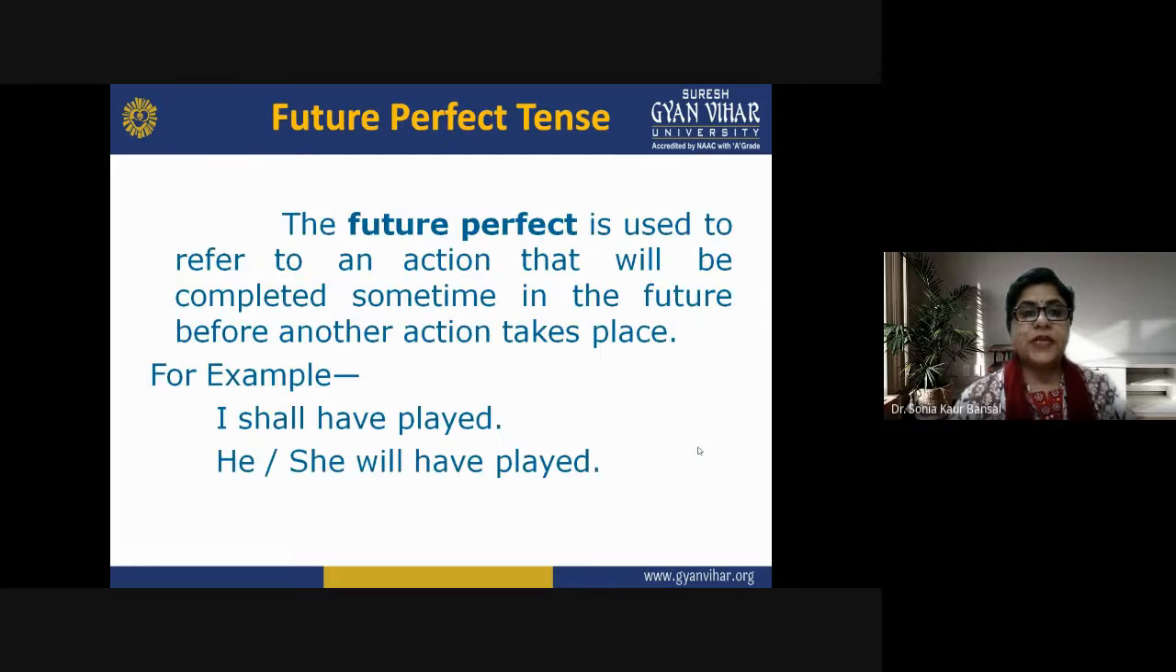Okay? Now, next is future perfect tense. The future perfect tense is used to refer to an action, students, that will be completed sometime in the future before another action takes place. So, I shall have played if you had not come to me. He will have played, she will have played. Okay, so this is an action that will be completed in some time, but before any other action takes place in the same time. Clear, students?